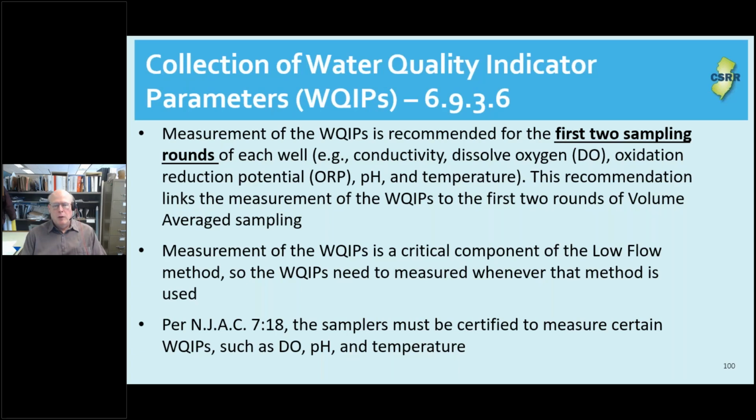When conducting low flow sampling, the collection of the water quality indicator parameters is always needed, as that information is critical to the performance of that method. Per NJAC 7:18, the samplers who are collecting the water quality indicator parameters must be certified by DEP's Office of Quality Assurance.